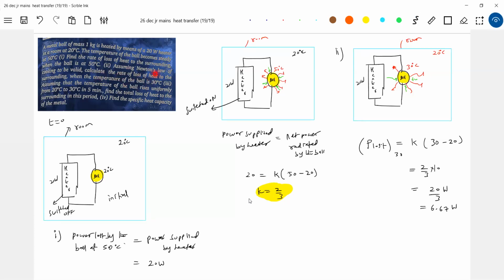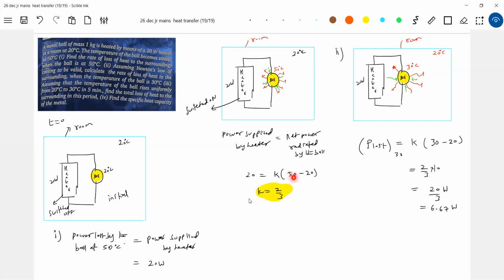Okay, fine. Now, assuming that the temperature of the ball rises uniformly from 20 to 30 degrees Celsius in 5 minutes, find the total loss of heat to the surrounding in this period. From 20, it will become 30 degrees uniformly. What is the mean temperature? From 20 it will become 30, no? So what is the mean value of that? Again go for Newton's law. So this is the average temperature.